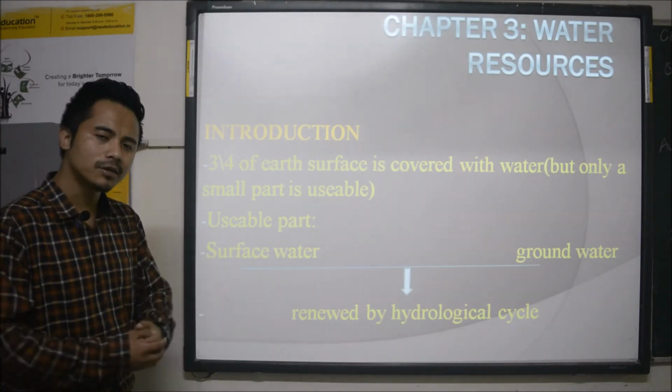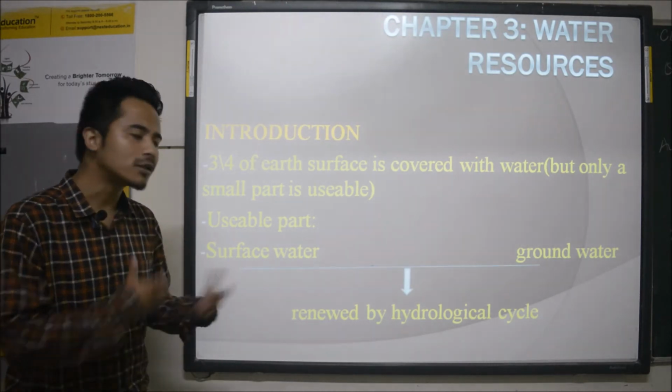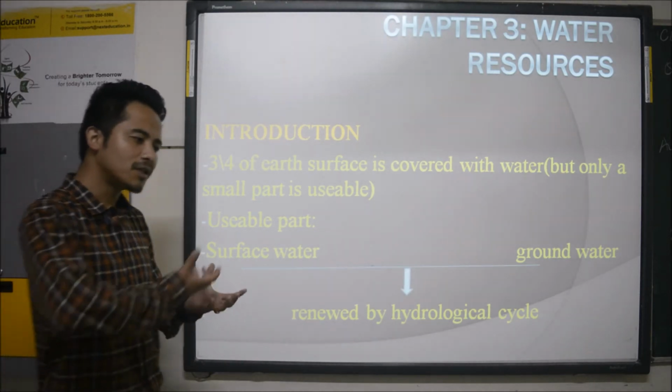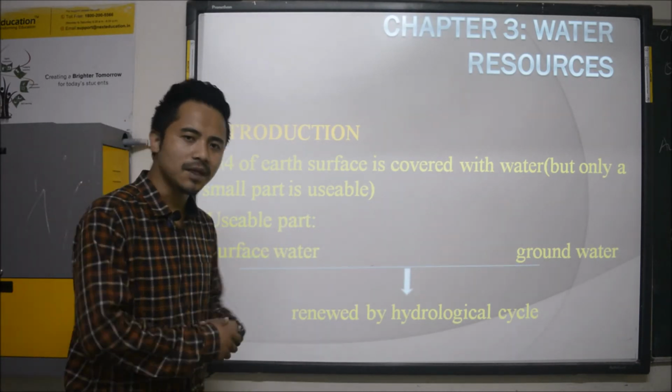What do you mean by hydrological cycle? Okay, hydrological cycle is literally the water cycle. Okay, from where evaporation takes place, then condensation takes place, and at the end precipitation, rainfall.